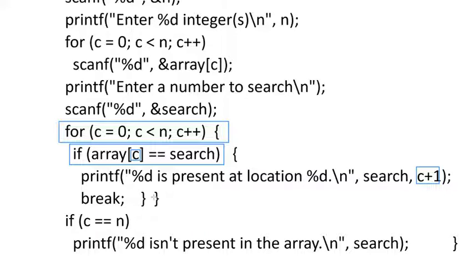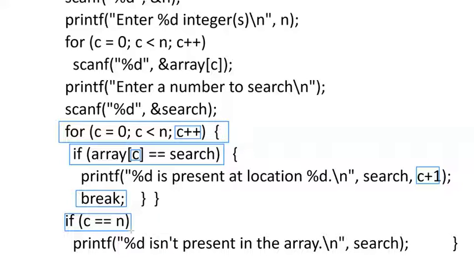If we do not find the element at position number C, then the next iteration will take place and the value of C will be incremented by 1. So we will now search for the element at the next position. Once the total loop is successfully executed, or the break statement is executed because we find the element of the array, we reach this line.